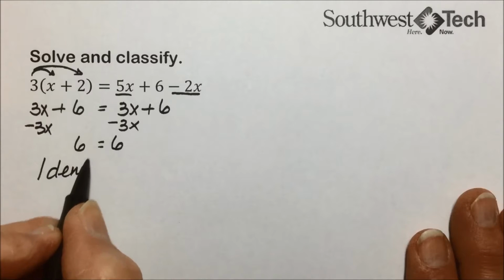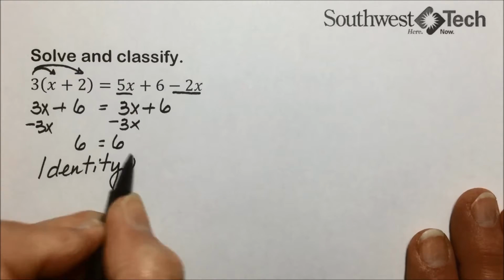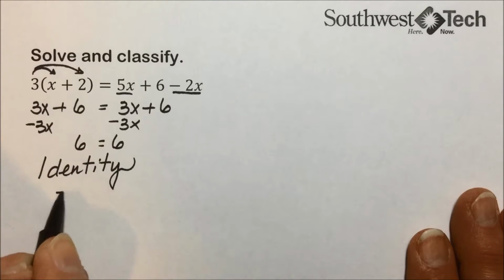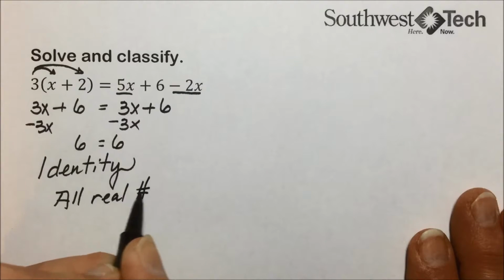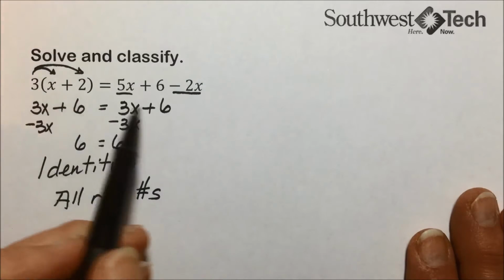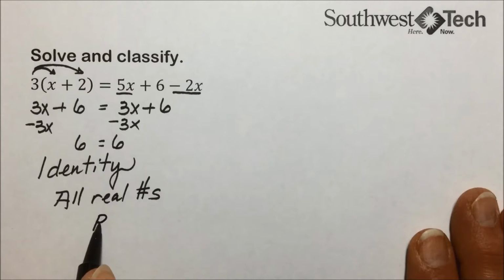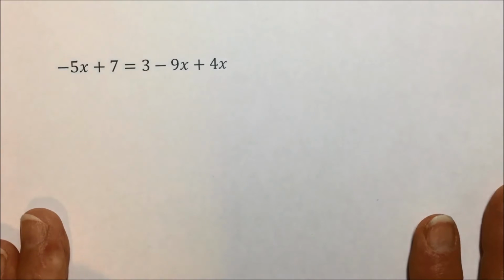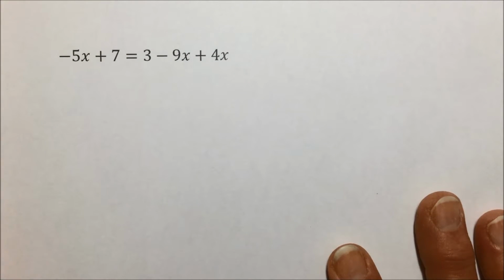In terms of a solution then, anytime we have an identity, it means that our solution will be all real numbers. Any number will satisfy this equation and make it true, and we can symbolize that with this symbol representing all real numbers. We have another equation here that they're asking us to solve and classify.